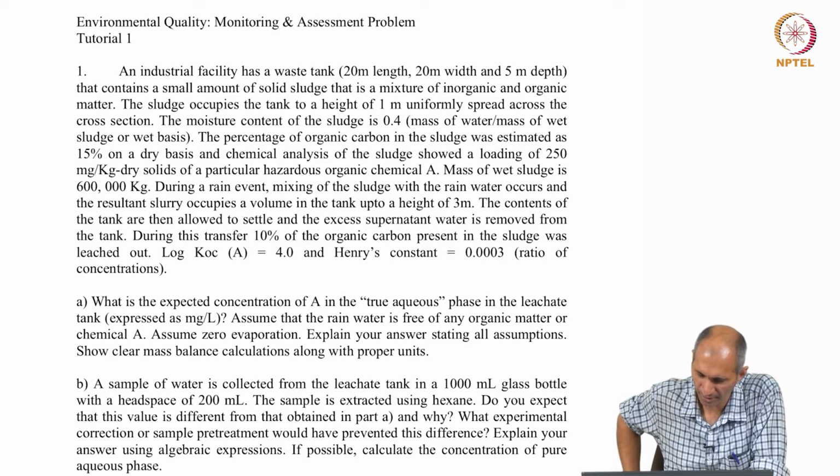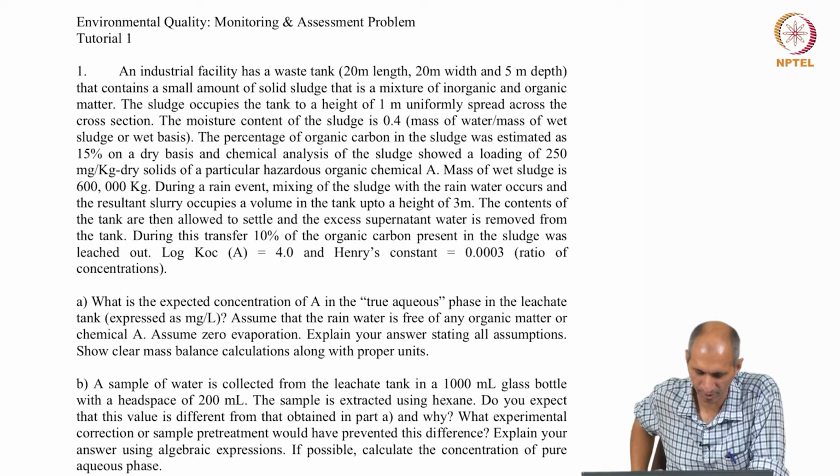Chemical analysis of the sludge showed a loading of 250 milligrams per kilogram dry solids of a particular hazardous chemical, chemical A. The mass of wet sludge is 600,000 kilograms.